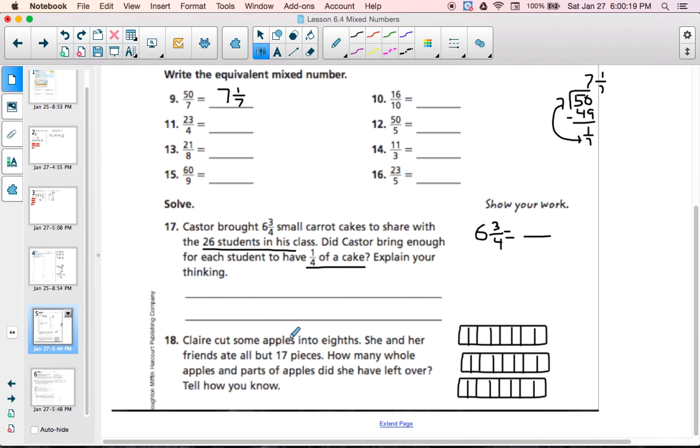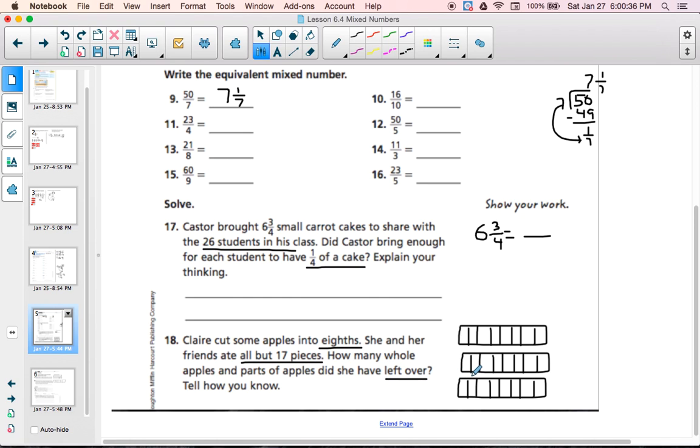Now, Claire cut some apples into eighths. That's important, and I've drawn that out over here, eighths. She and her friends ate all but 17 pieces. How many whole apples and parts did she have left over?